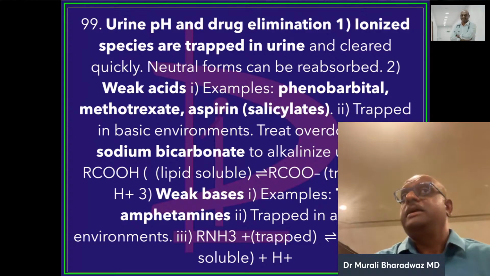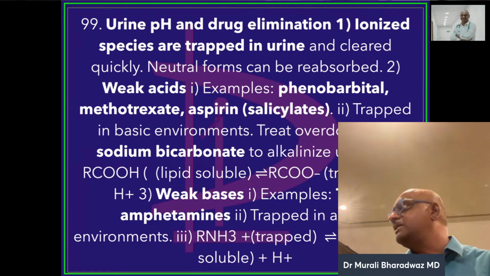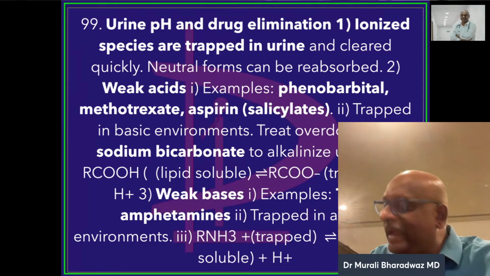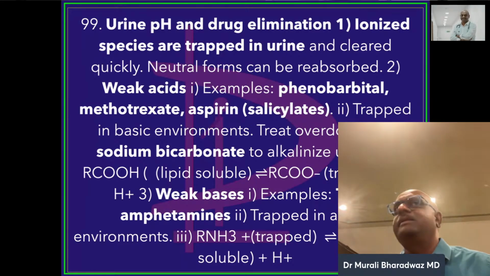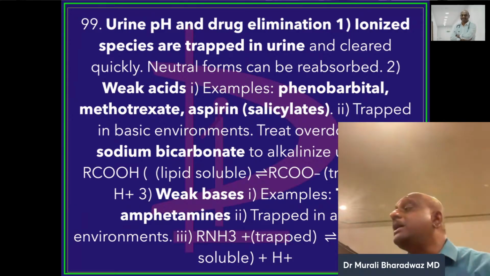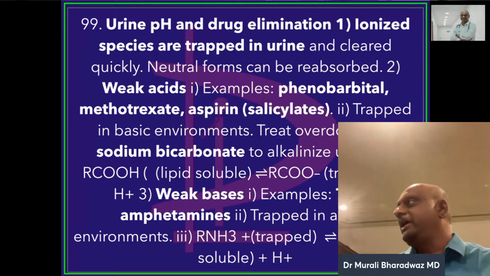How do we do that? First, drugs can be weak acids, drugs can be weak bases. Weak acids, for example phenobarbital, methotrexate, aspirin, they're all weak acids. If you create a base environment, then they get ionized. A weak acid will be ionized in an alkaline environment. So you alkalinize the urine by giving soda bicarb injection. Then that will cause it to become ionized and lost into urine instead of getting reabsorbed.